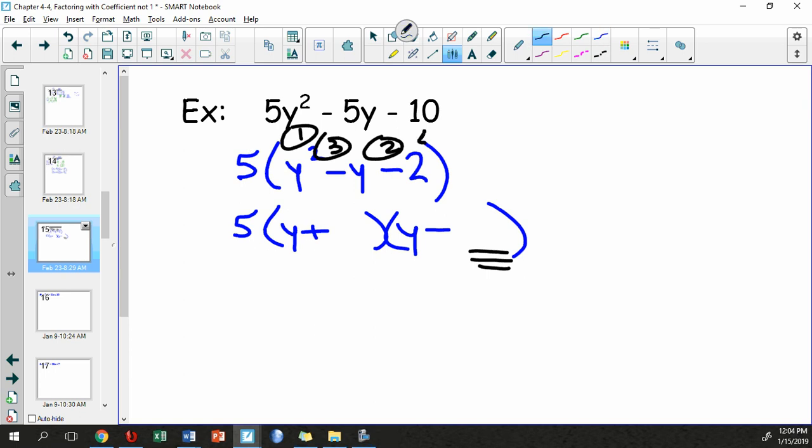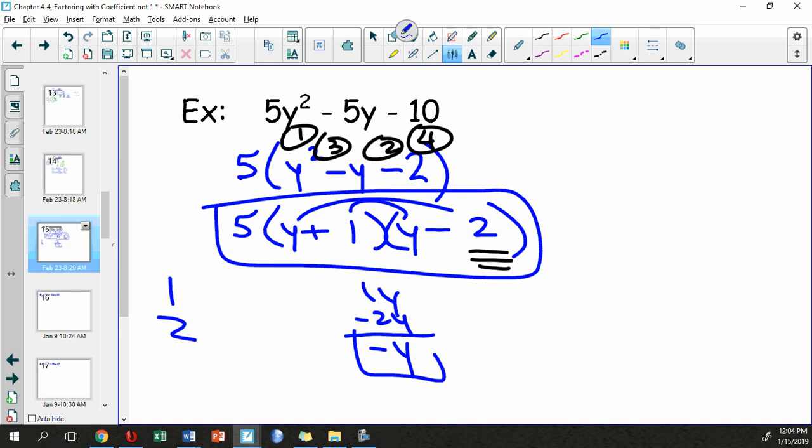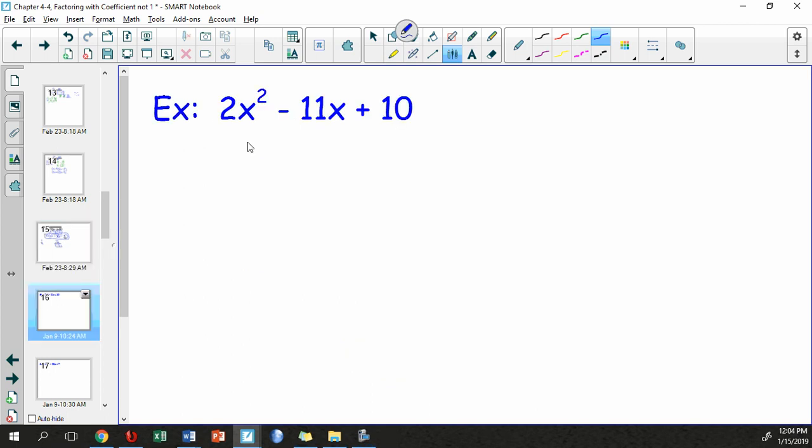Step 4, factors of 2 are what? Where's the 2 going to go? Last, I can check: 1y, negative 2y, it gives me a negative 1y, which is what I wanted. Do we understand that? Do this yourself quickly.